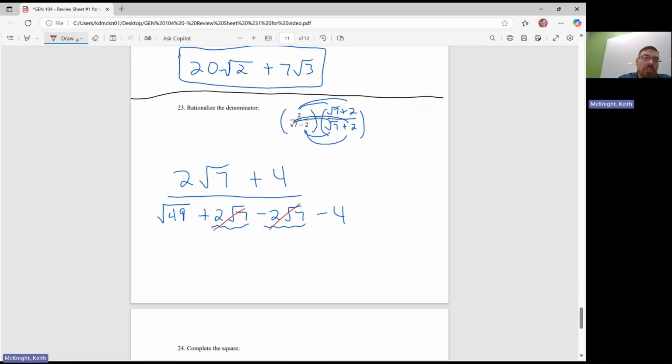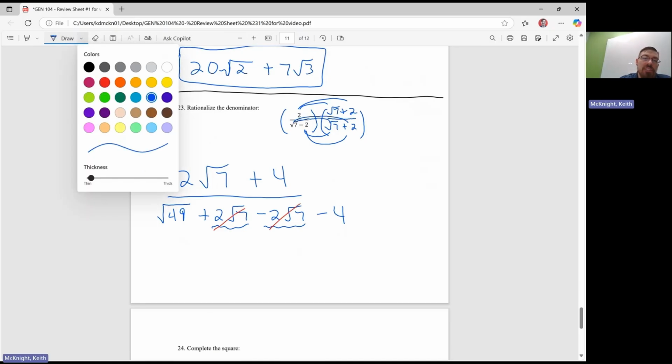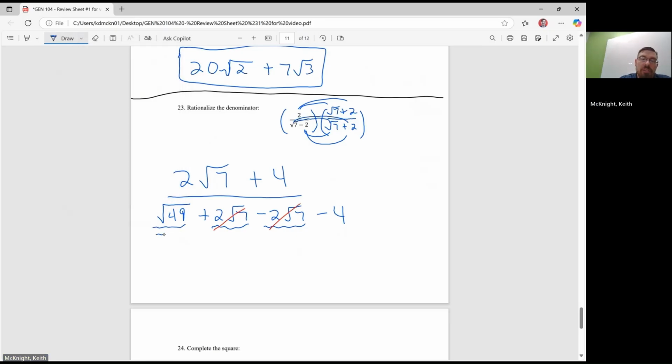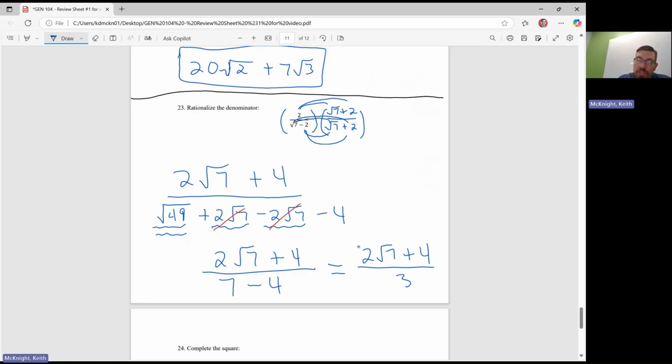Okay? Now, what should also happen if you have the right thing is this square root here should be simplifiable, meaning it's a perfect square. So what we have is 2 square root of 7 on top plus a 4. On the bottom, the square root of 49 is 7 minus 4. Now we can simplify the bottom because those are 2 numbers. So it's going to be 2 square root of 7 plus 4, over 7 minus 4, which becomes 3. And that would be our simplified radical.